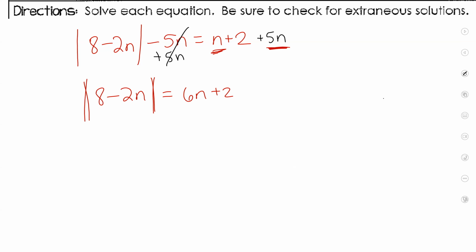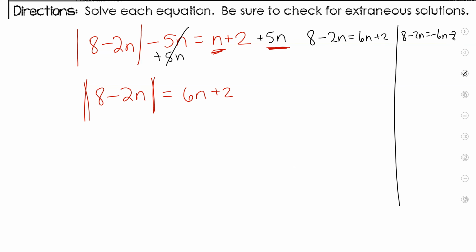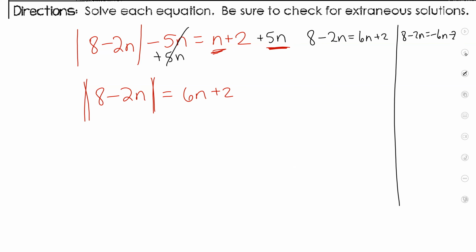Let's do our two cases. So my first case, I have 8 minus 2n equals 6n plus 2. Just have the same exact thing. My other case, I need to make it negative. So I have 8 minus 2n equals a negative 6n and a minus 2. I can't write it without making it switch. Okay, that's a minus 2 there. I'm running out of space. Okay, so now we just solve, guys.